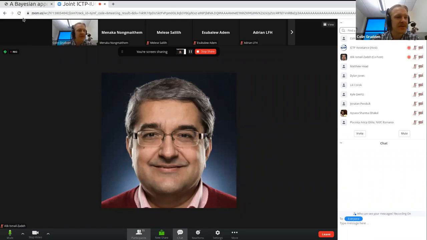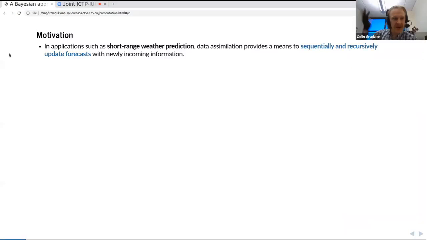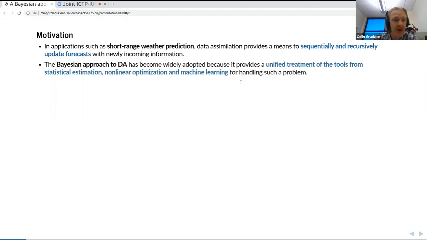Cool. So, back to my slides. For our motivation, in an application such as short-range weather prediction, we know that data assimilation provides a means to sequentially and recursively update our forecasts with newly incoming information. A Bayesian approach to DA has become widely adopted because it provides at least a partially unified treatment of the tools from statistical estimation, nonlinear optimization, and machine learning for handling such a problem.